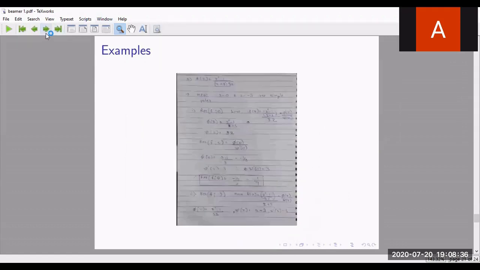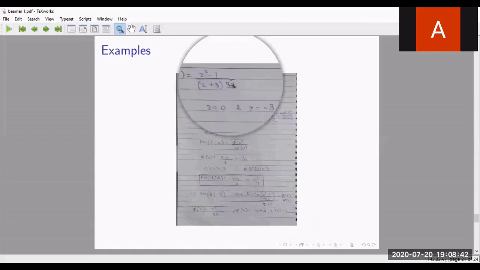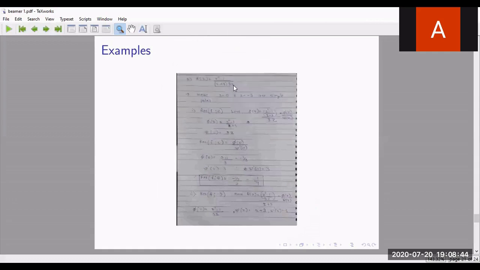Next example. The function is f of z equals (z square minus 1) by (z plus 3) into 3z. Now here, how to check whether the function has a pole or a removable singularity? Actually, how to find the singularities?